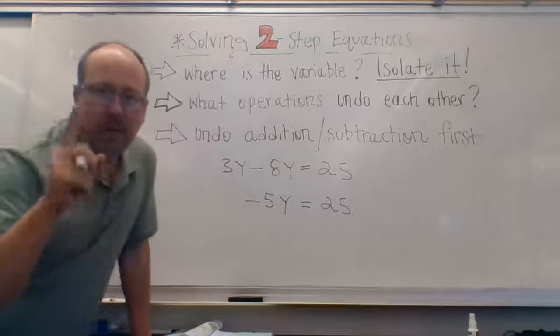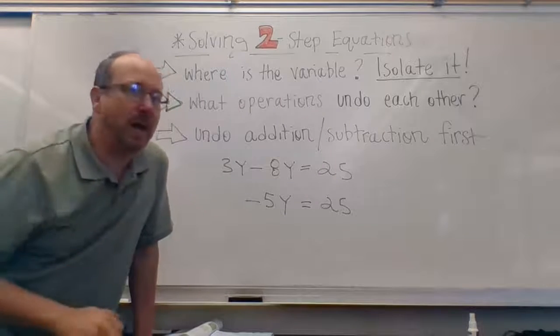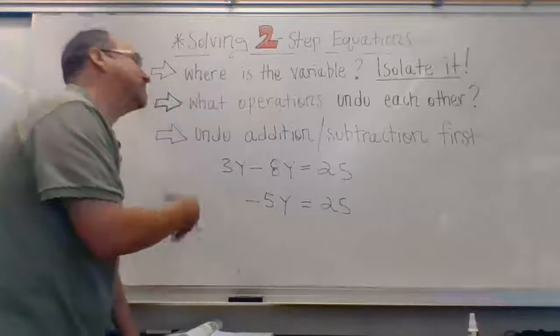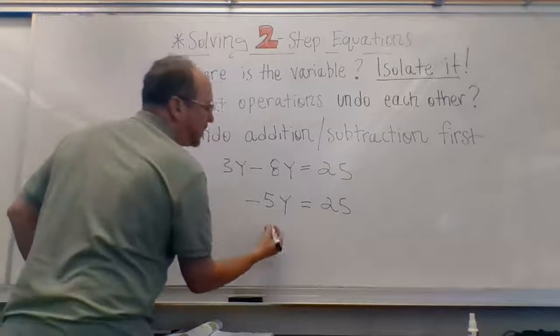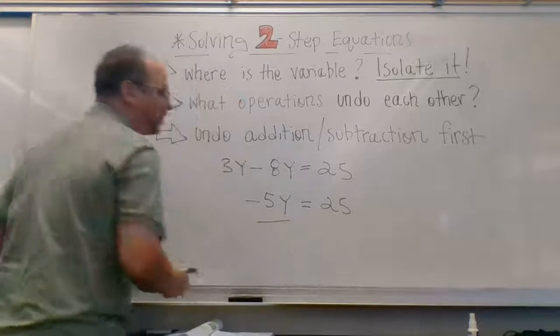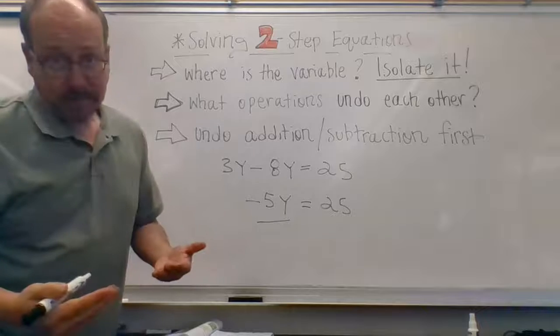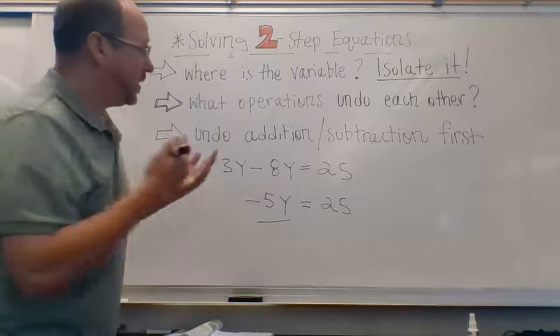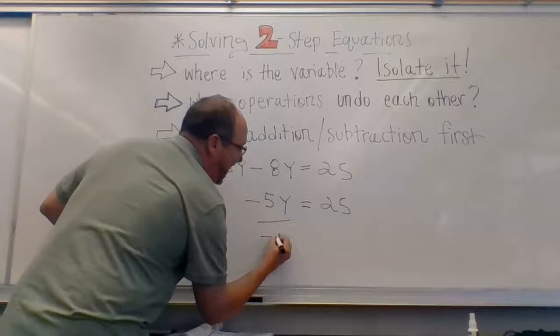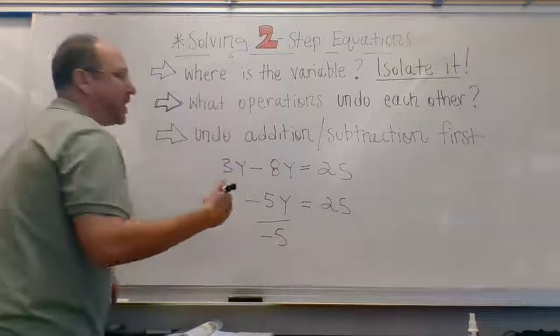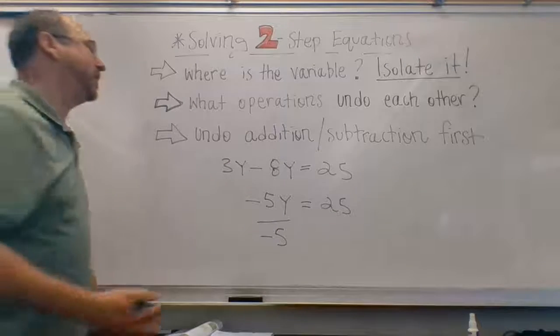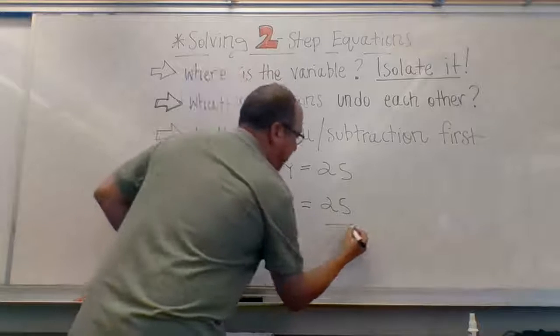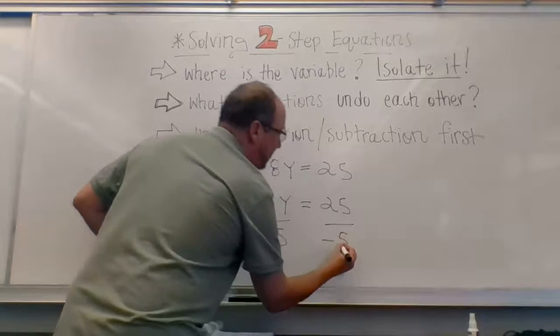No, because I want to know the value of one positive y. I don't want to know what a negative y is, negative 5y. So in order to make it a positive y, do you guys know what it's going to be? Math ninja, if you do. Negative 5 divided by a negative 5, negative divided by a negative is a positive, is going to get us what we need. And then, of course, we need to do it to both sides.